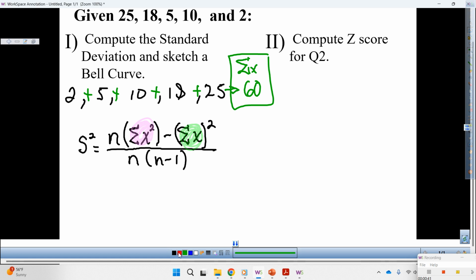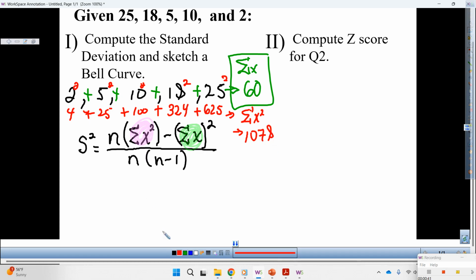Now I need the same data but squared. So I need to square each of those. So then I got 4 plus 25 plus 100 plus 18 squared. What is 18 squared? Is it 264? No. What is it? 344? 324 plus 625 equals the sum of X squared, which is what? Calculators calculate. What is that? 1078?